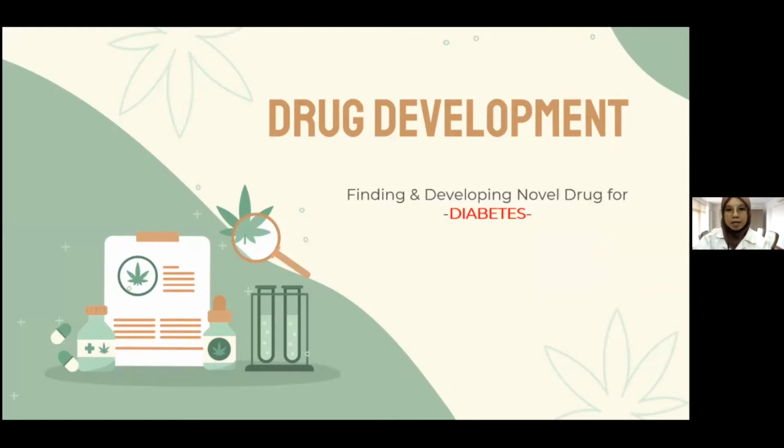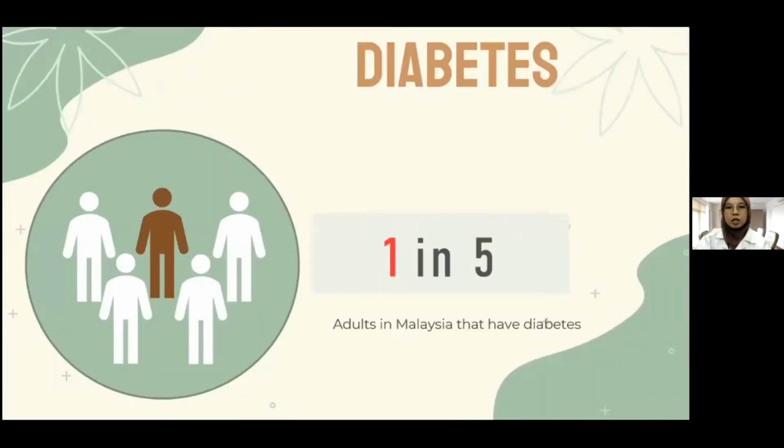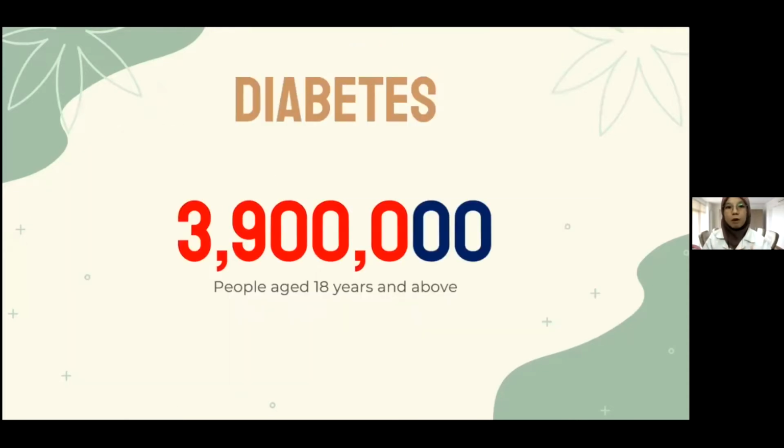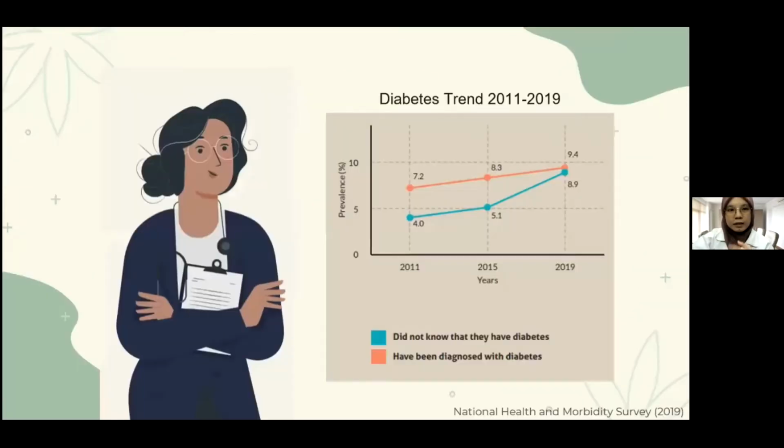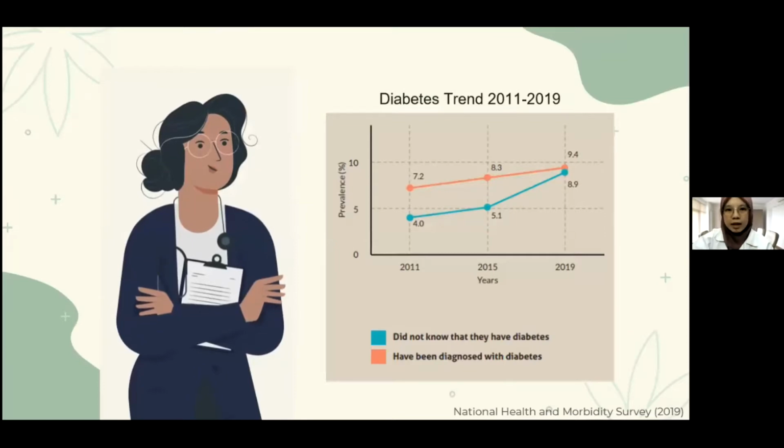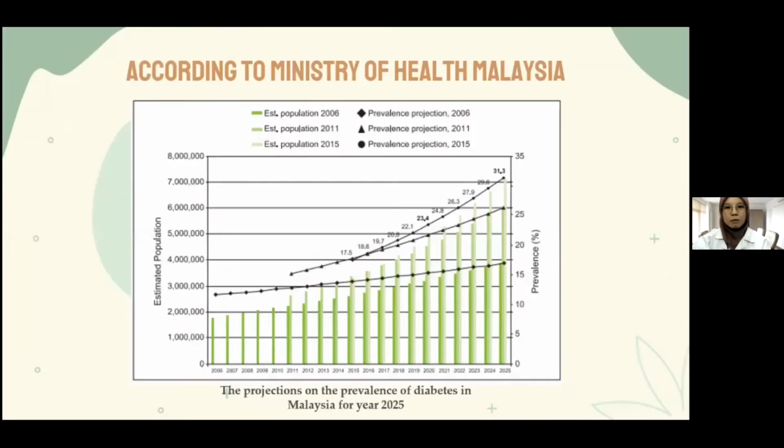Okay, we will target Malaysia since the current survey in Malaysia in 2019 showed that 1 in 5 adults in Malaysia have diabetes. That means about 3.9 million people aged 18 years and above have diabetes. From this figure, you can obviously see the increasing trend of diabetes from 2011 to 2019, and MOH Malaysia has predicted that the prevalence will continuously increase until 2025.